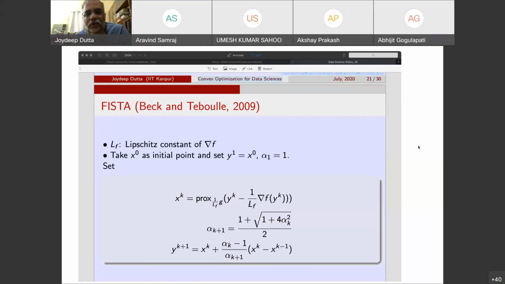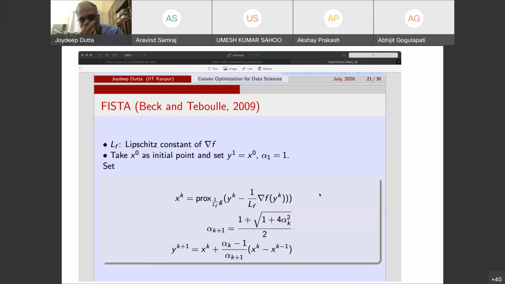The same story. Now you start with x naught as the initial point and set y1 equal to x naught. So there is another sequence which starts with y1 as the starting point, while x starts with x naught as the starting point. And alpha k is a series of numbers that we will create, which will act as a kind of momentum scaling-up factor. We will start with index 1, alpha 1. But the starting solution will always have index 0.